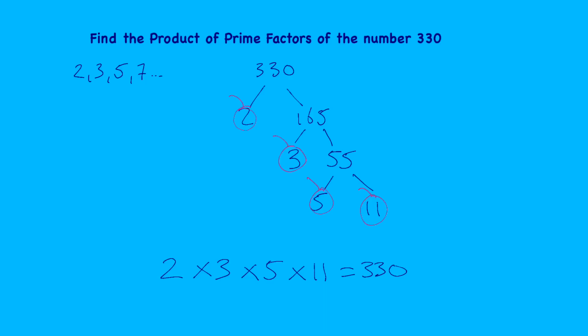So my product of prime factors of the number 330 is 2 times 3 times 5 times 11. Now just check that again. Check that whenever you multiply the four numbers together, you do get indeed 330. Always start with the biggest number. So 11 times 5 is 55. 55 times 3 is 165. And 165 times 2 is 330. So yes, that is correct. That is the product of prime factors of the number 330.